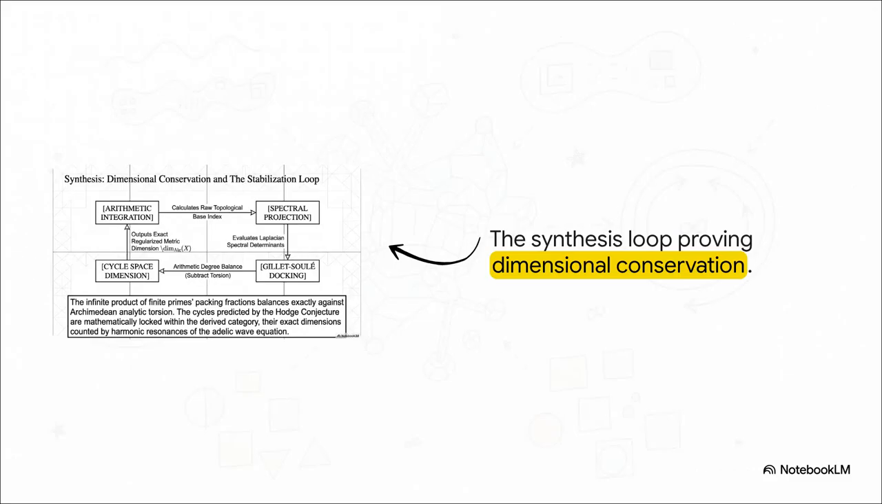Which brings us to the final dimensional conservation loop. Arithmetic integration leads to spectral projection, down into Gillet-Soulé docking, and outputs the exact regularized metric dimension. It decisively proves that the exact dimensions of our stabilized geometric structures are fundamentally counted by the harmonic resonances of the Adelic wave equation as it flows toward equilibrium.